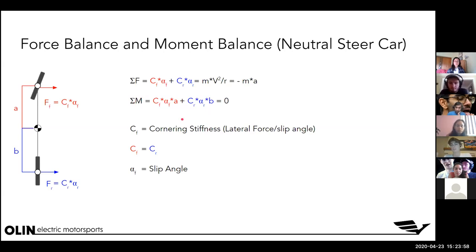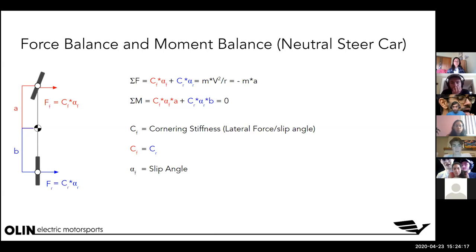We want these forces and these moments to be balanced. And that's what's going to bring us into this steady state turn case. Another thing to note is that the vehicle, in most cases, acts as a stabilizing force, and so it will try to balance itself. But I'll go a little bit more into what that means.